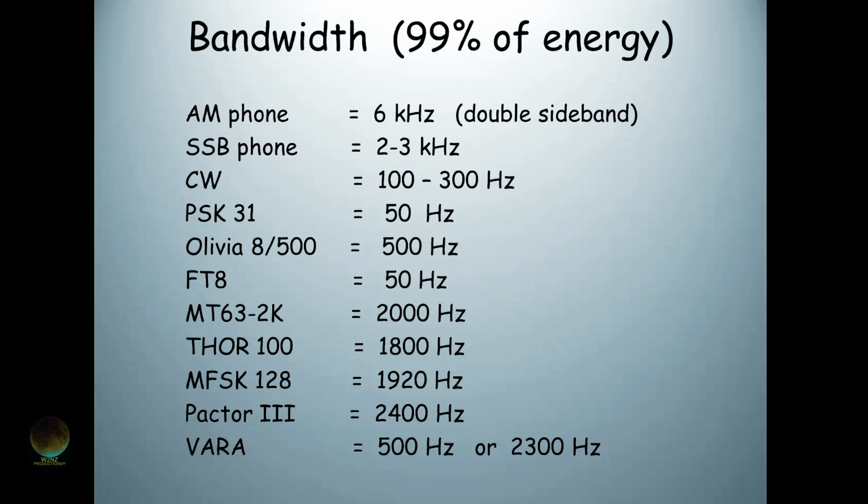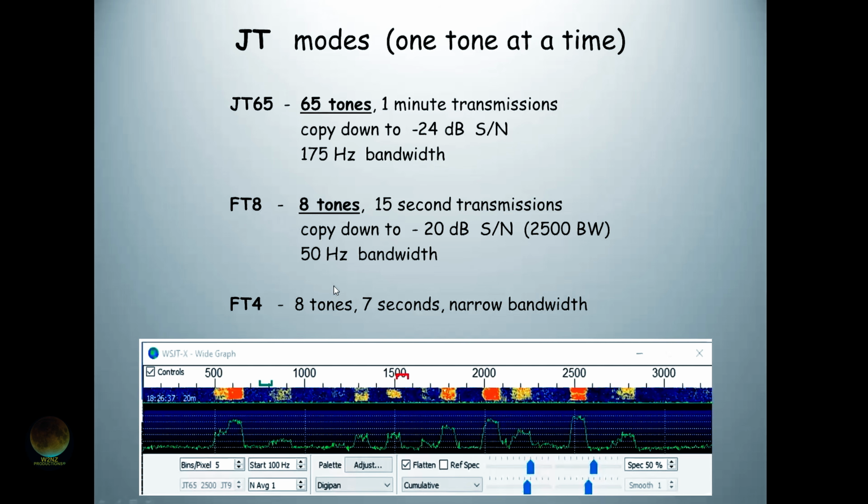You can get more conversations for a given band if we all said, let's just use PSK31. So that's why it reigned the roost for 30 years. Olivia, THOR, Vera. So obviously, the bandwidth is kind of important because we don't want to QRM each other, at least not on purpose. JT8, FT8. I'm going to skip all my JT slides.